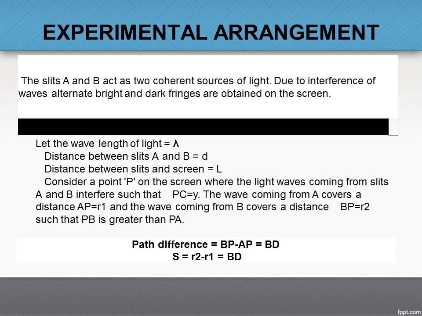The wave coming from A covers the distance AP equal to R1, and the waves coming from B cover the distance BP equal to R2, such that BP is greater than AP. Path difference equals BP minus AP, which is equal to BD. So S is equal to R2 minus R1, which is equal to BD.